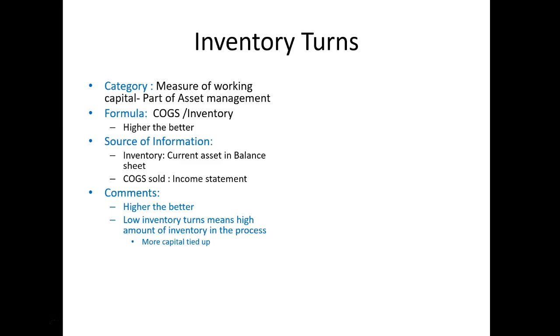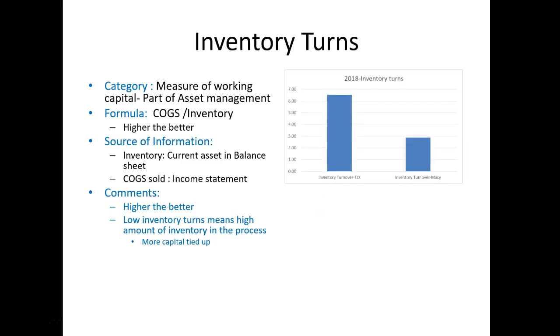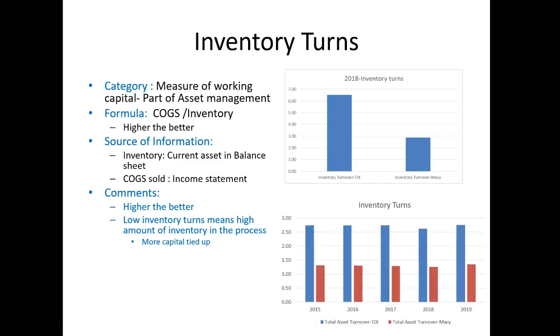You want higher, the better, because a low inventory turn means a high amount of inventory is in the process. If it's a retail store like Macy's or TJ Maxx, with stuff sitting on the shelf, we've got the money and capital tied up. So let's look at it. In 2018, more than twice as good. TJ Maxx, across the board, over the last 5 years, is consistently almost twice as good.